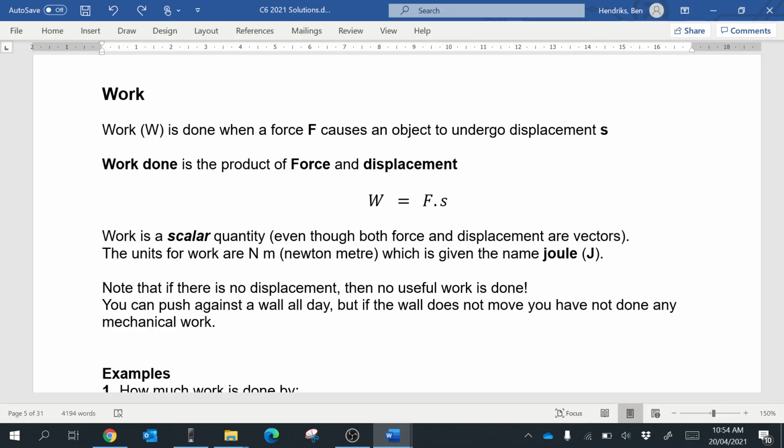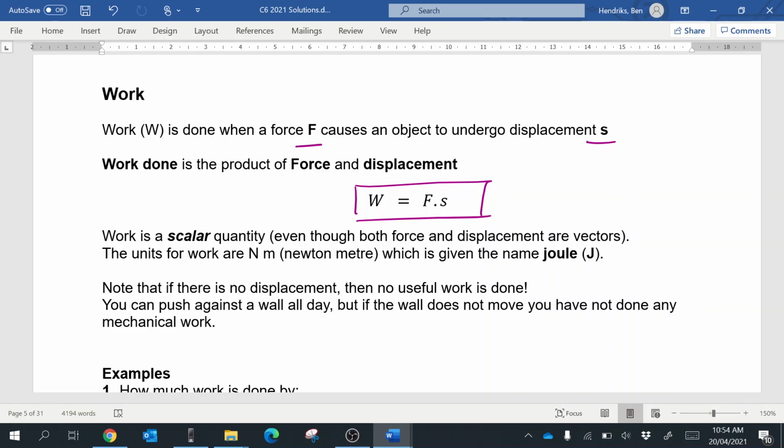So this time we are looking at work, and as it says here, work is done when a force F causes an object to undergo displacement S. So when a force makes an object move. And we can calculate the amount of work done by this equation here. So work done is equal to force times displacement.